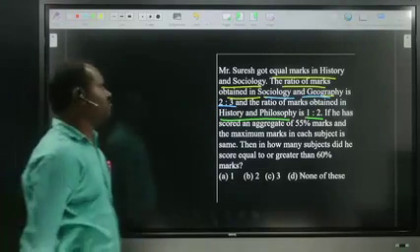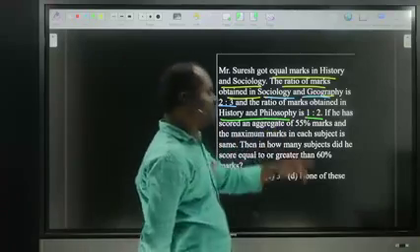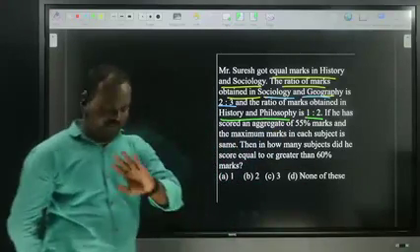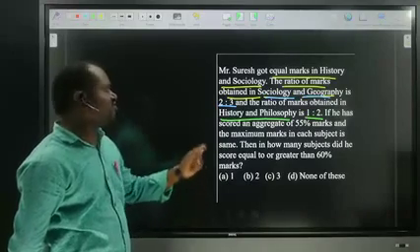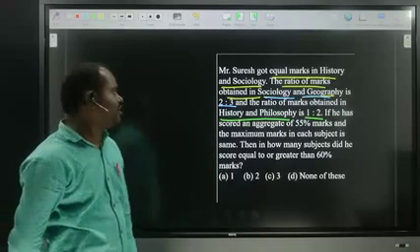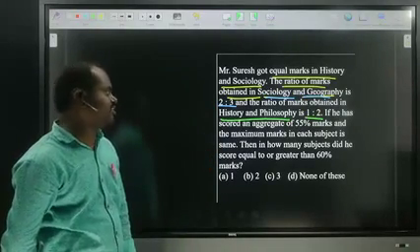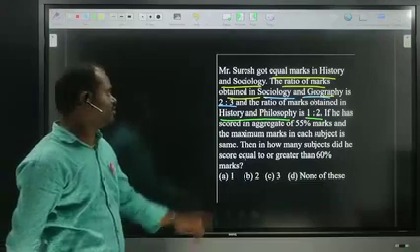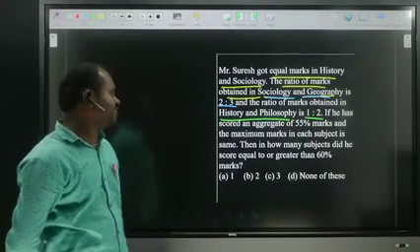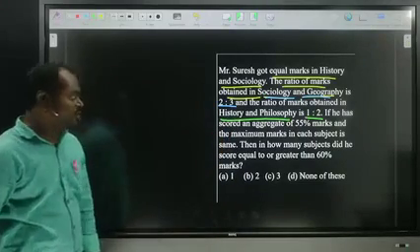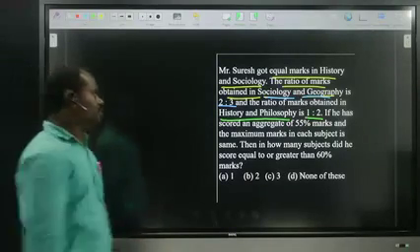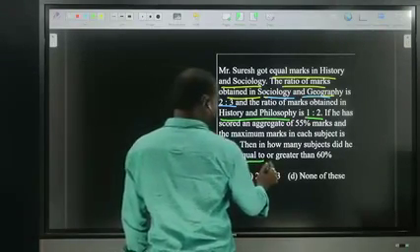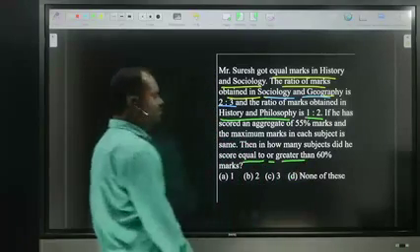And if he has scored an aggregate of 55% marks, aggregate means overall marks, on overall marks his score is 55 percent, and the maximum marks in each subject is the same. Then in how many subjects did he score equal to or greater than 60% marks?